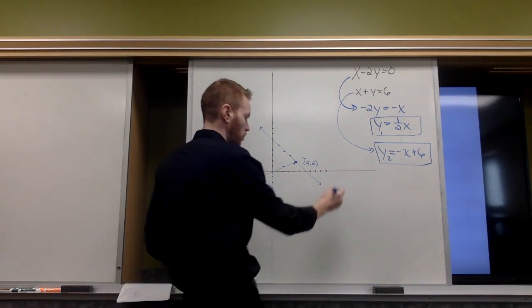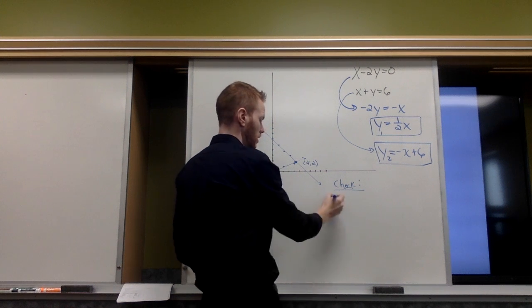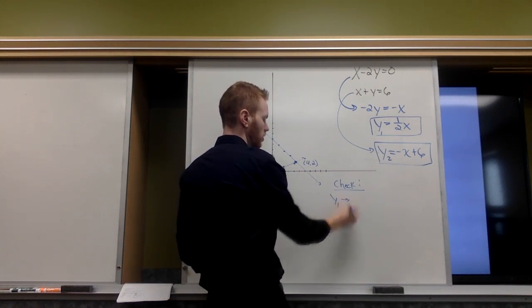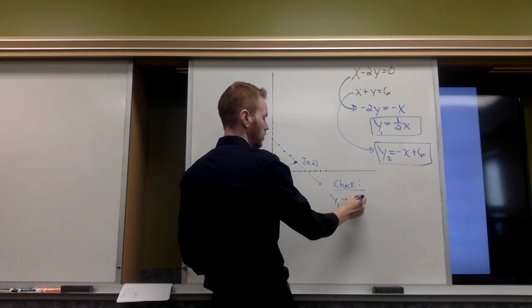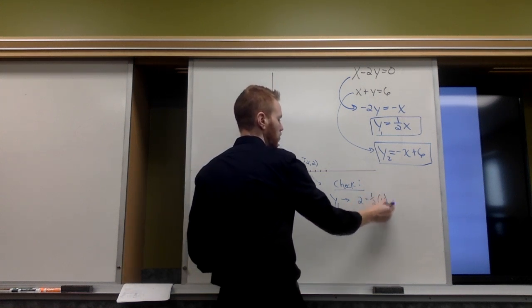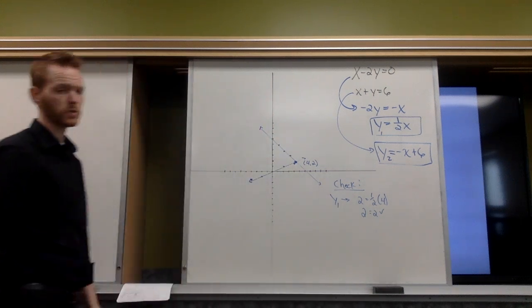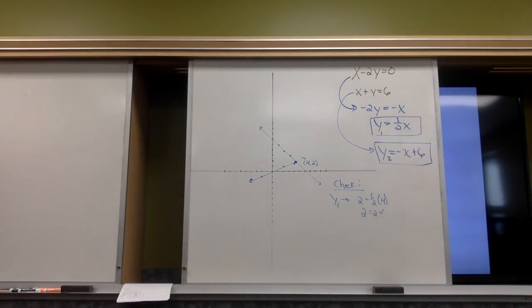Okay? So what we're going to do is check to see if this will work for both of them. So here's y1. Let's go ahead and plug numbers in for that. So we're going to have 2 equals 1/2 times 4. Does 2 equal 2? I hope so. It's the same number. It should equal each other.